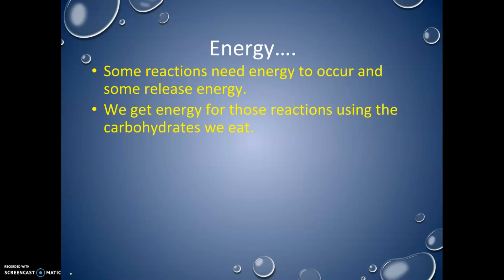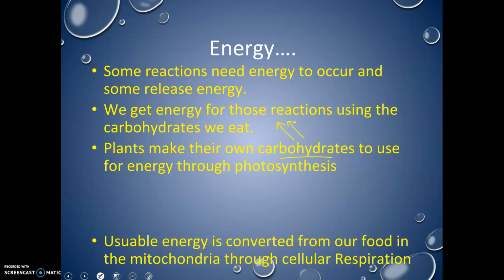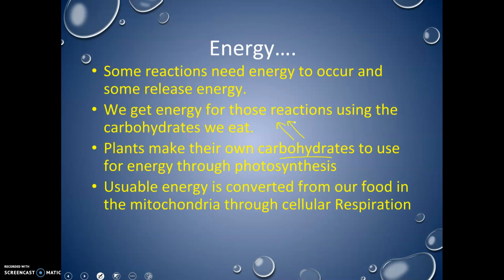For the reactions that require energy, like for you to move and breathe and do all that sort of stuff, we get that energy from our carbohydrates. Remember that carbohydrates were a source of quick energy. Plants, on the other hand, have a bonus. They can make their own carbohydrates through the process of photosynthesis. Photosynthesis is a process by which plants can capture the energy from sunlight and trap it in sugars, and they can store that as starch. Then when we eat the plants, or eat animals that eat plants, we get those carbohydrates and use them in our bodies for energy. So that is what this is explaining.